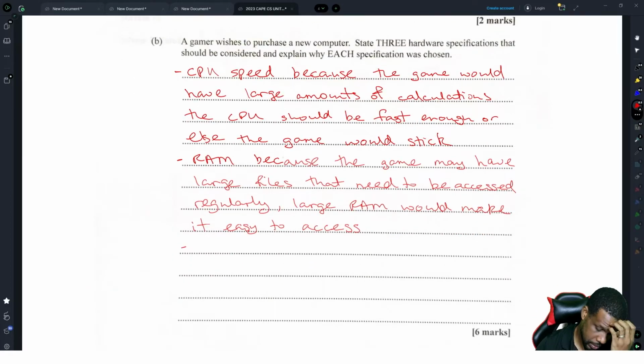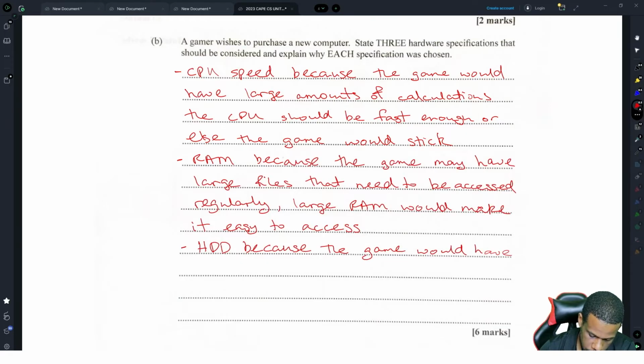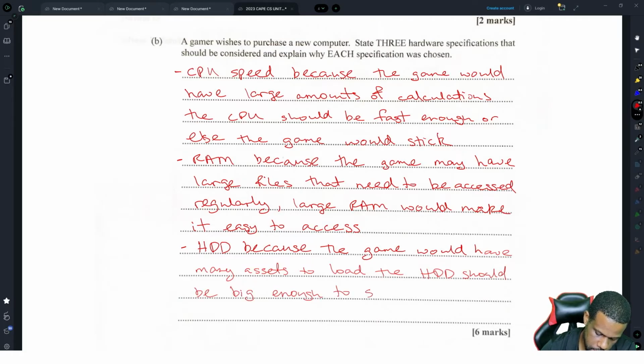And then what are the specifications? You want a big hard drive? That's totally not me owning it. Yeah, hard disk drive. Because the game would have many assets to load, the hard drive should be big enough to store those assets.